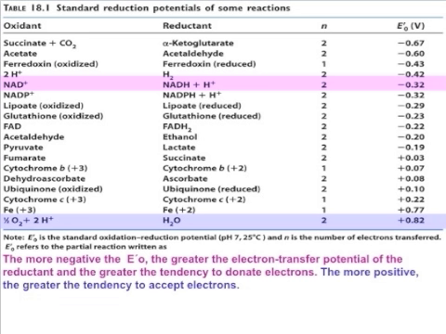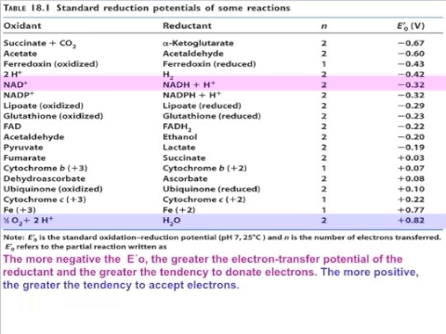you also need to know the more negative the reduction potential, the greater the electron transfer potential is for the reductant, and the greater the tendency is to donate electrons. The more positive, the greater the tendency to accept electrons. And so let's look at this table, especially let's look at NAD plus and NADH, and oxygen and water.